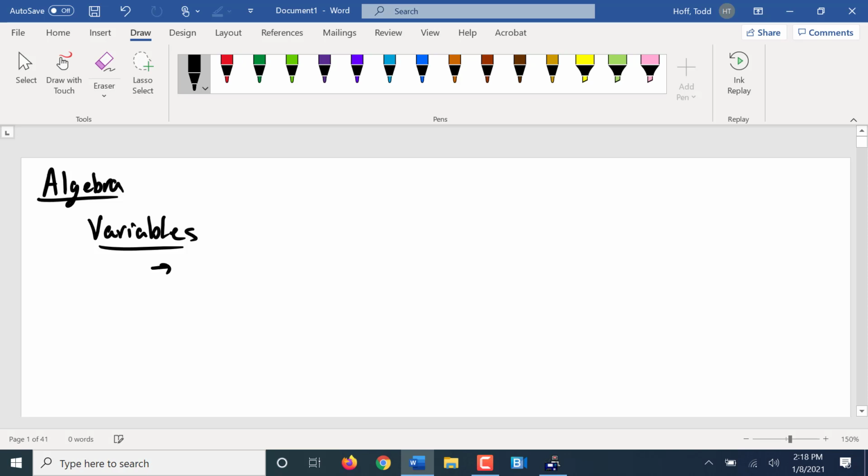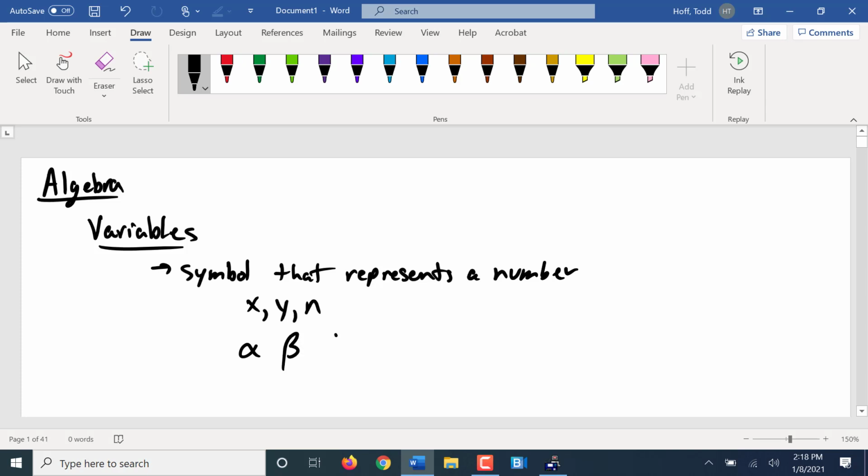A variable is just any symbol that represents a number. We are used to using letters, most commonly X, Y, N for variables, for missing numbers, but it can be any symbol. If you go on, the next semester of this course would be trigonometry, and in trig, we use a lot of Greek symbols, the Greek alphabet, for the variables to represent unknown angles. So any symbol can be used. You could use the pound sign as a variable if you want to.